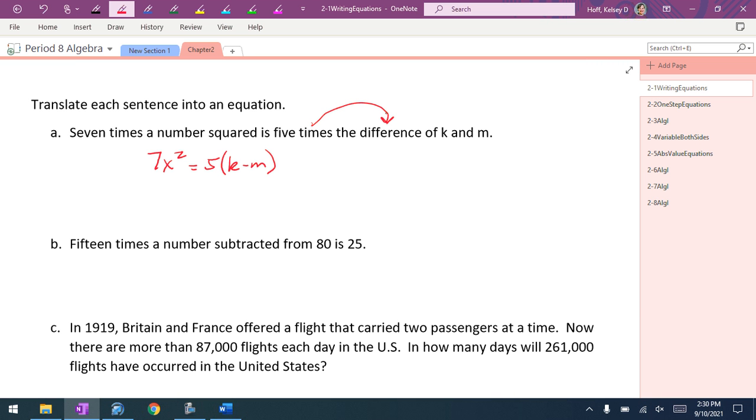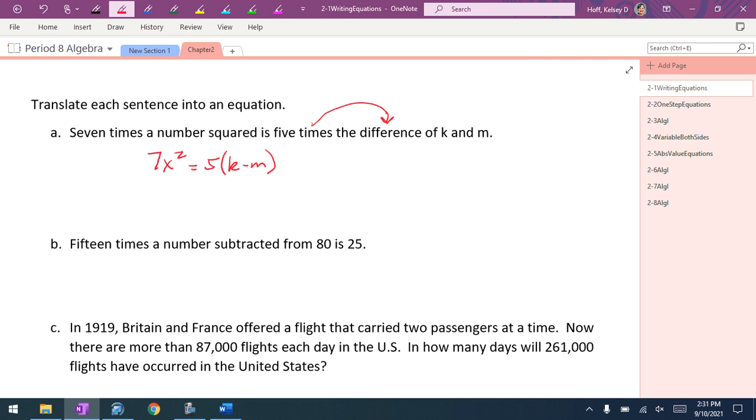How about B? Try B. 15 times a number subtracted from 80 is 25.